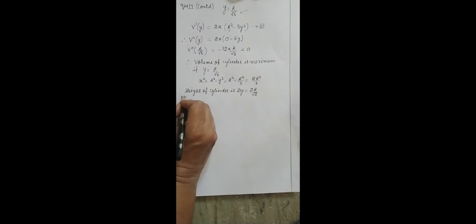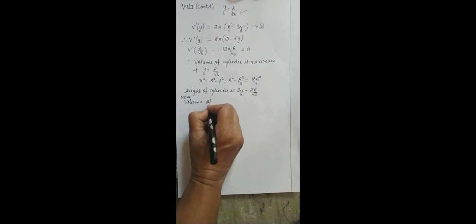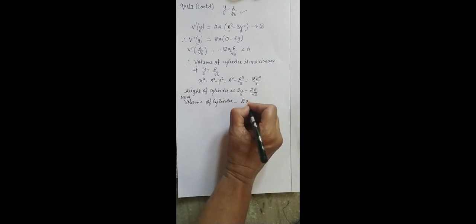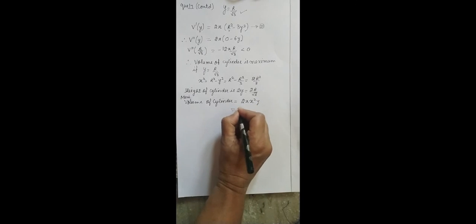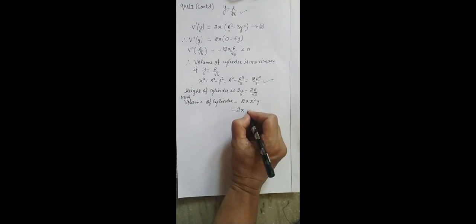And what will be the volume, or I must say the maximum volume of the cylinder? Maximum volume of cylinder will be 2 pi x square into y. Substituting the values, I have already found the value of x square, so it is 2R square upon 3, and the value of y is R upon square root 3. So this becomes 4 pi upon 3 root 3 into R cube cubic units. So this is my maximum volume of the cylinder.